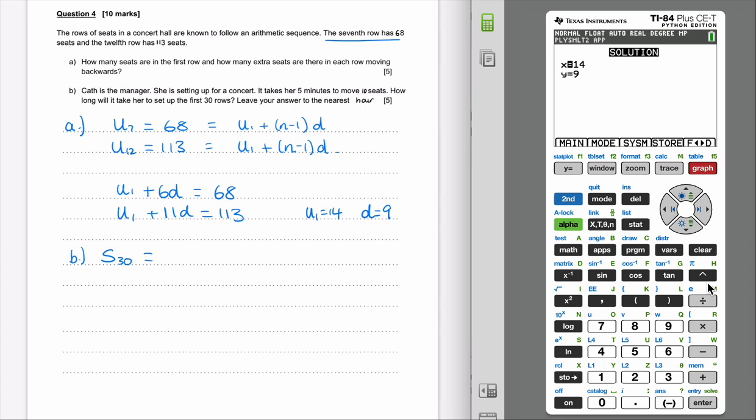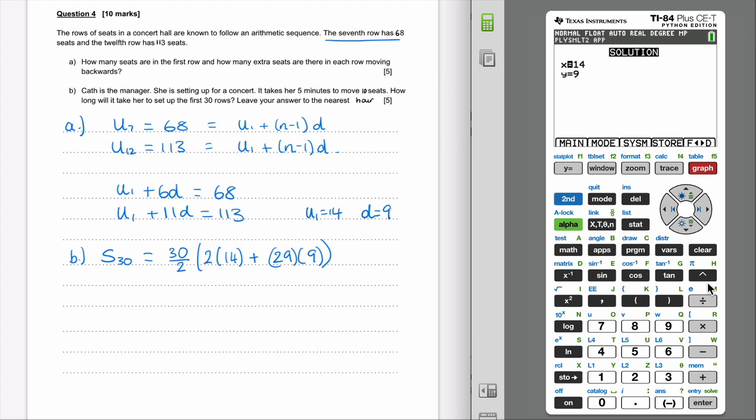And again, using the formula book, we know that the sum formula there is the n value. So the 30 in this situation, is it the first 30 rows? Yep. So the n value divided by 2, and then 2 lots of the first term, which is 14, plus n, so 30 minus 1, so this is 29 lots of the difference, which is 9.